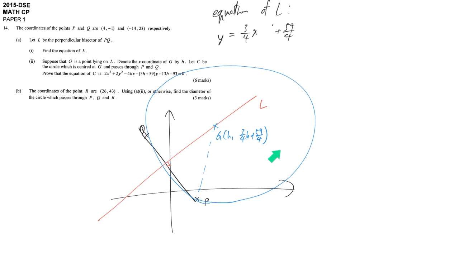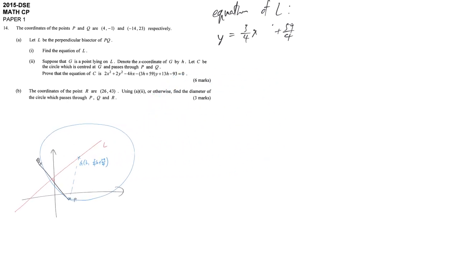How can we find the equation of this circle? First, we have the center. Next, we need the radius. And the radius can be found by the distance formula, finding the distance PG. That's our strategy. So to find the radius, P here is (4, -1).